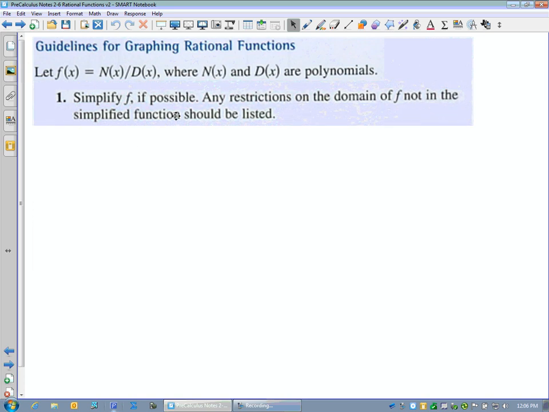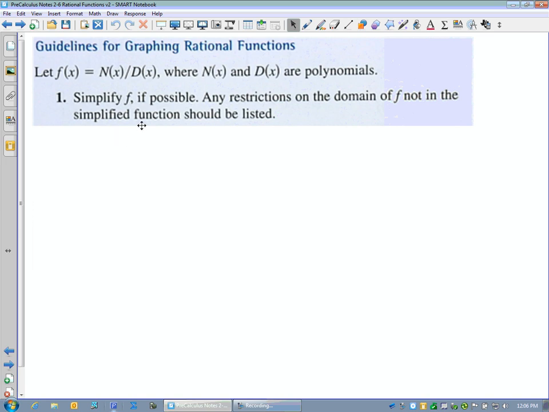First of all, we're going to simplify if possible. Factor the top, factor the bottom, and see if there are any cancellations. Then list any restrictions on the domain, in other words, any values of x that are not allowed because they would cause division by 0. You should list those, because even if they get simplified out, they are still restrictions on the domain of the original equation.